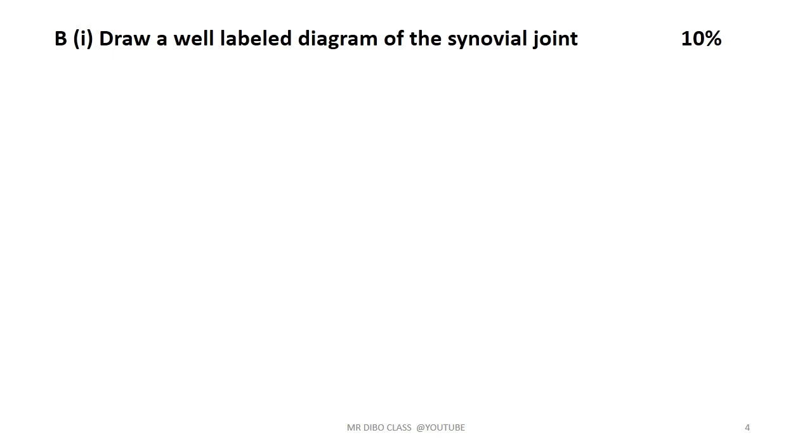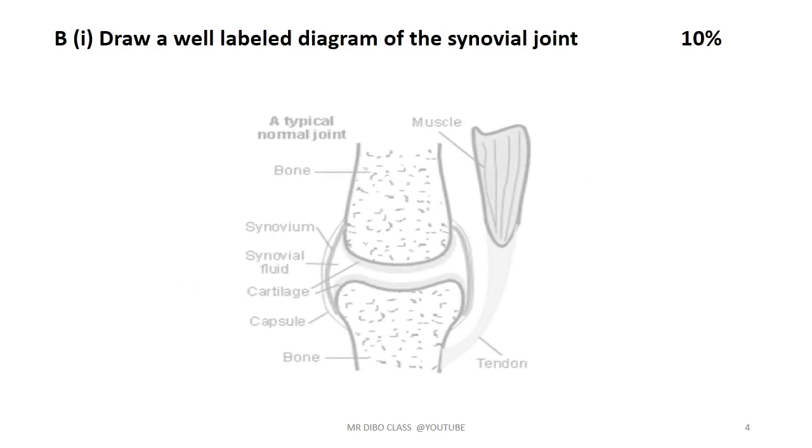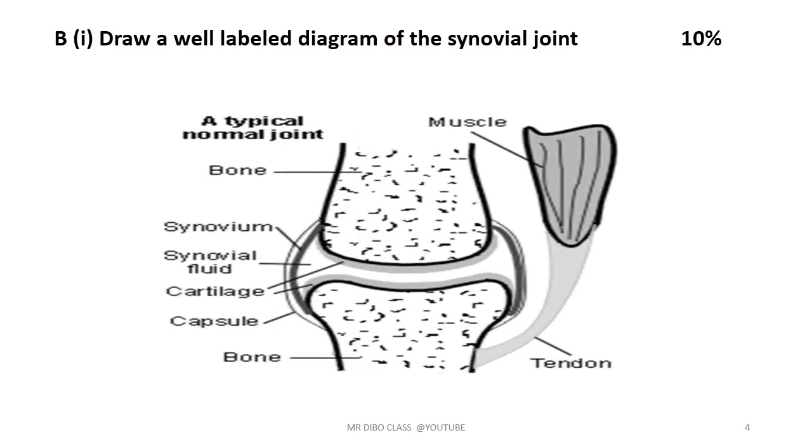B1, they're asking us to draw a well-labeled diagram of the synovial joint. So on this diagram, you need to show all the basic structures of the synovial joint. And what are those structures? If you can see this diagram here, it's showing the basic structure, which is a bone here on top and down there's a bone, and the synovium, there's synovial fluid, there's cartilage, there's capsule, there's tendon, and of course there are some ligaments.